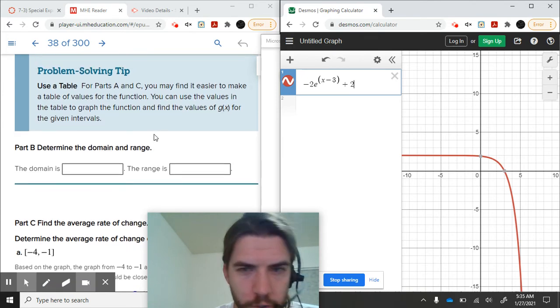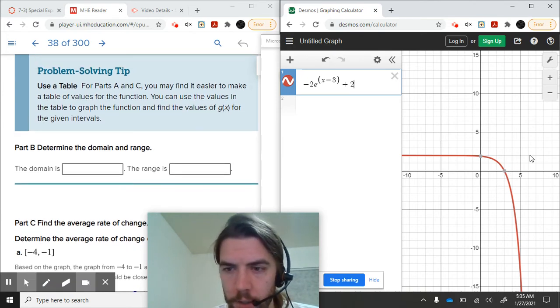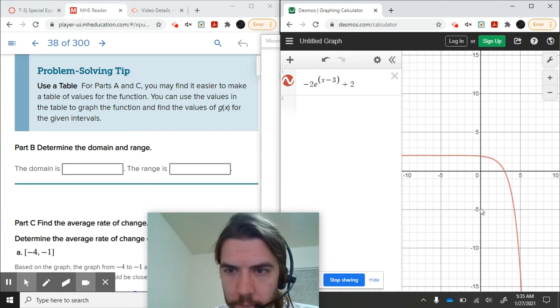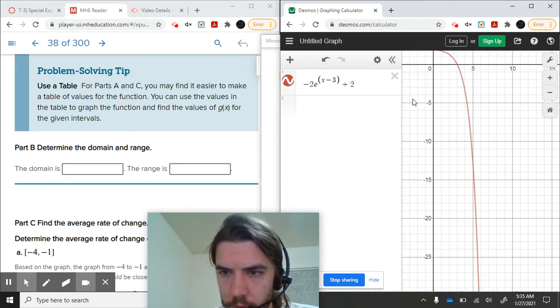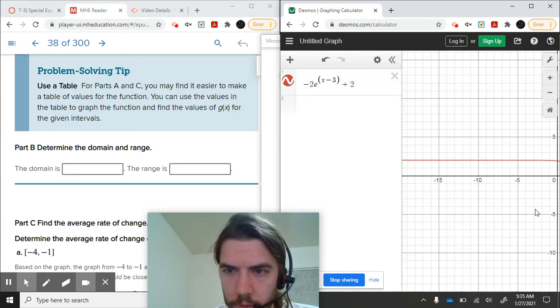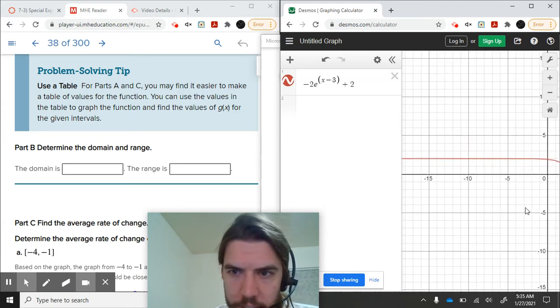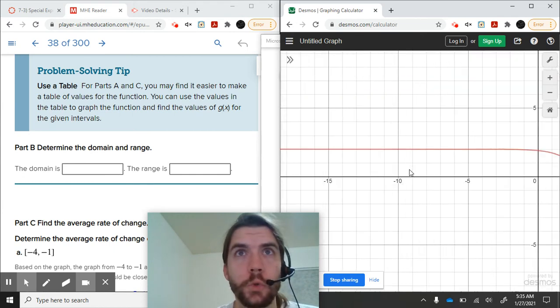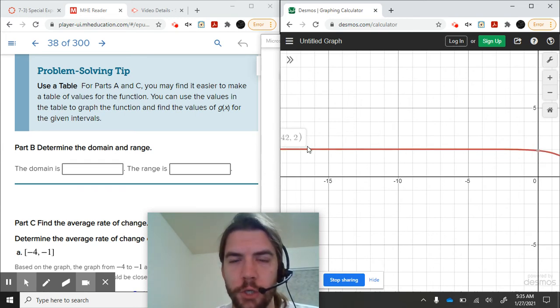Well, domain and range. Looking at this, the domain, well, there are no x values that we can't use. They're all fair game in this one. We can use all the x values we want. The range, however, is limited by whatever this asymptote is. So it's going to be all numbers less than 2, it looks like.